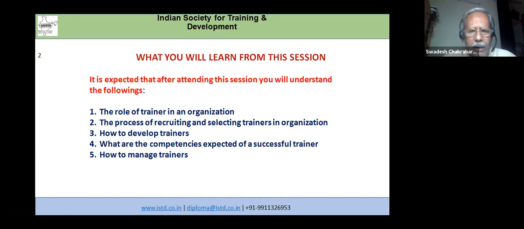Secondly, the process. What is the process of recruiting and selecting the trainers in the organization? Recruitment and selection is also a very important process where we are going to select people who are really competent enough, who can help us to achieve the organizational goal, the organizational expected performance. And then the next aspect is how to develop the trainers.